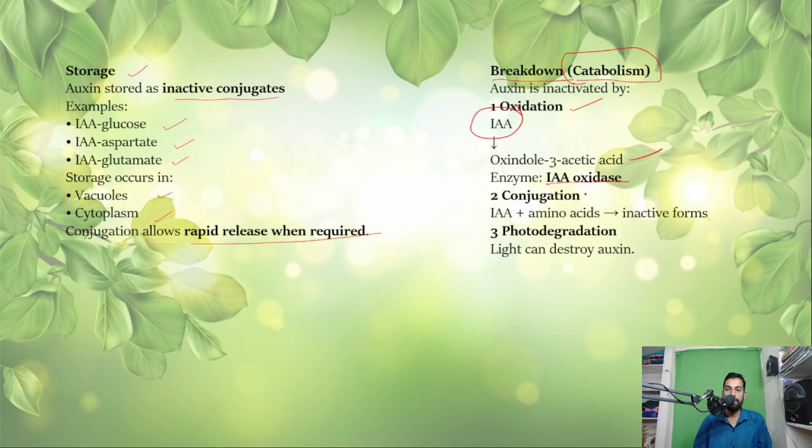There is also a second method: auxin combines with amino acids and becomes an inactive form. Okay. There is also a third step that includes photodegradation. Light can destroy the auxin.